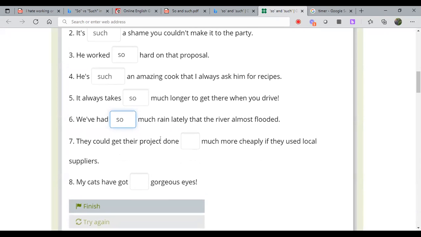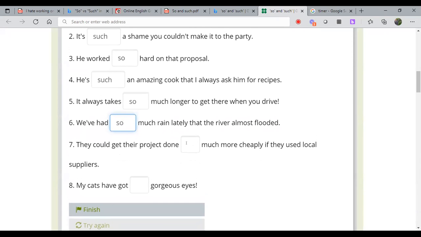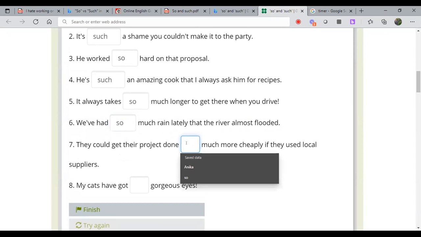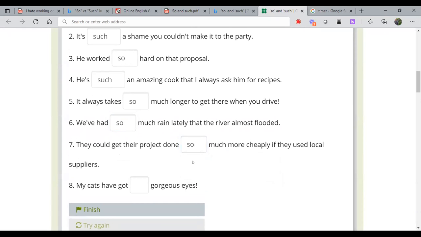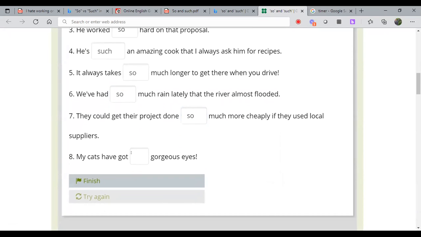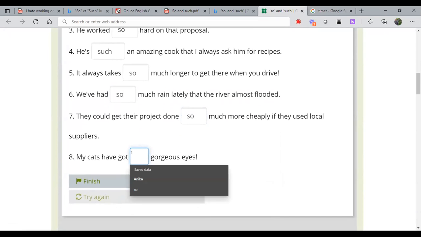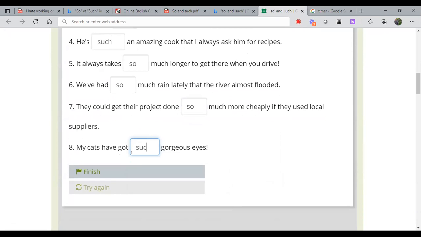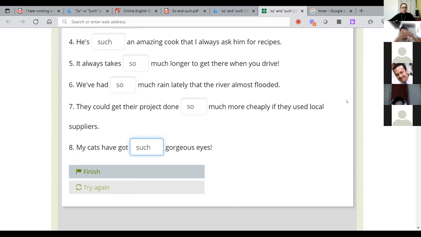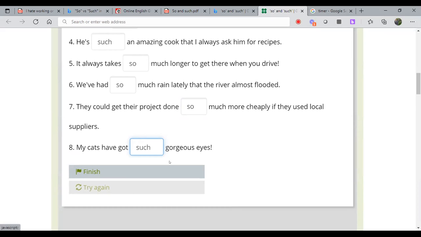They could get their project done so much more cheaply if they use local suppliers. Yes, correct. And the last one. My cat has such gorgeous eyes. Yes, it has such gorgeous eyes. Fíjense que como existe, ¿verdad? Son bonito, bello, y esto es hermosos. Right? Hermoso. Okay. Gorgeous eyes.